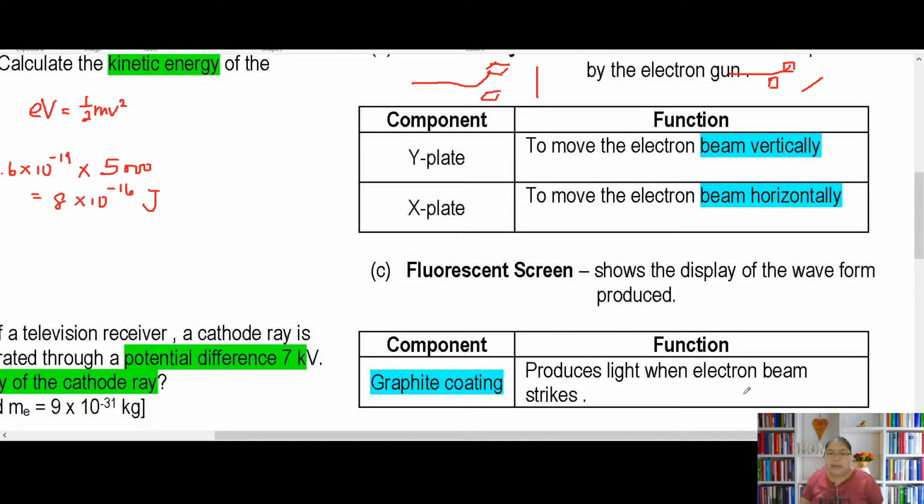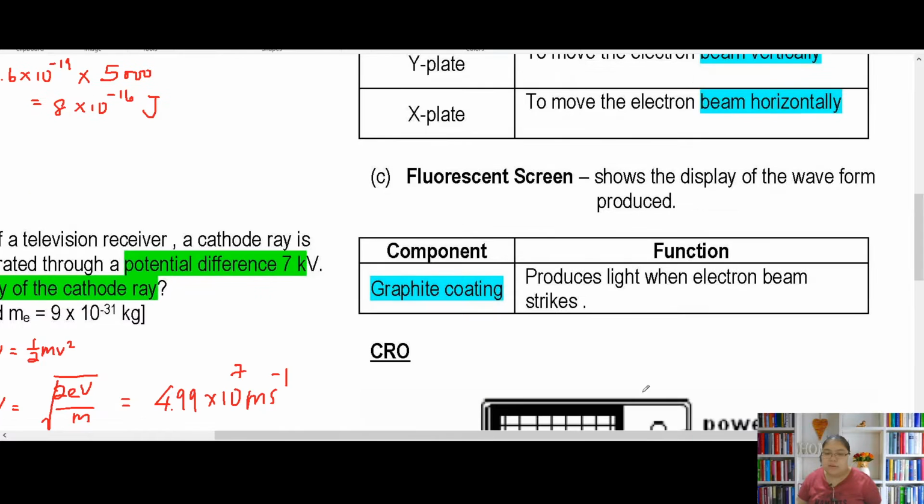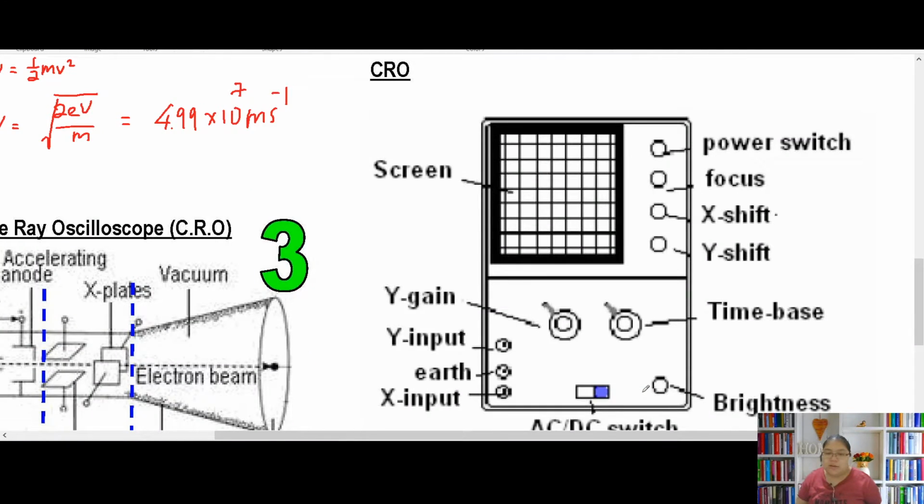The last part is the fluorescent screen, to show the display of the wave produced. Inside the screen there is a graphite coating that produces light when the electron beam strikes. So this one is a simple diagram of the CRO. I will show some diagrams for the CRO.